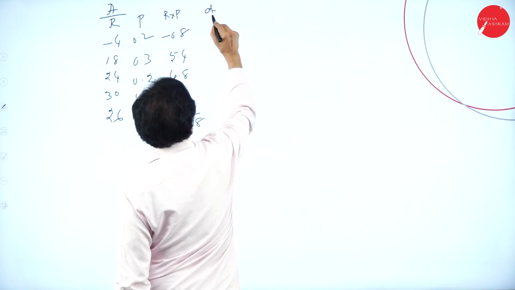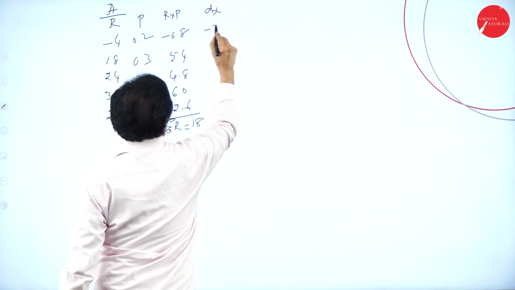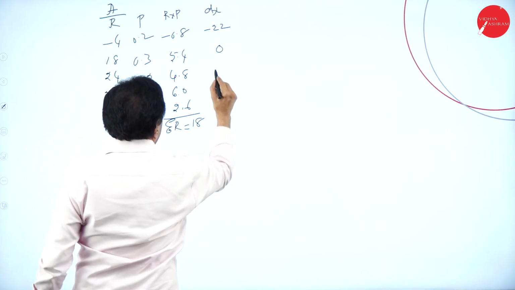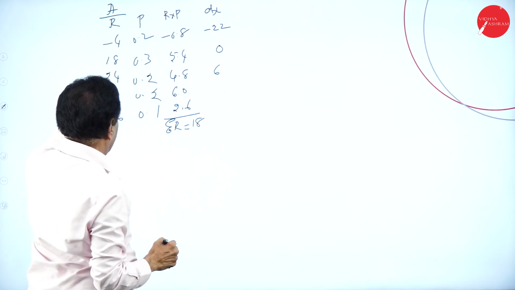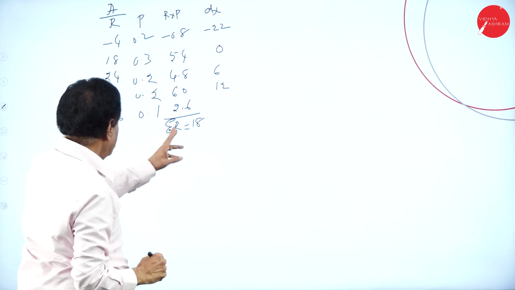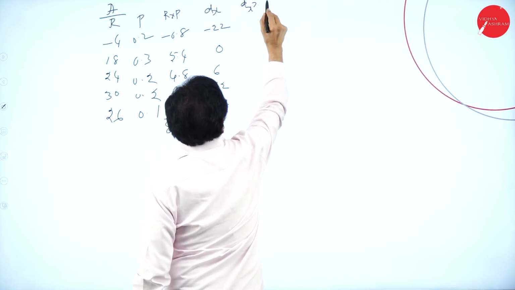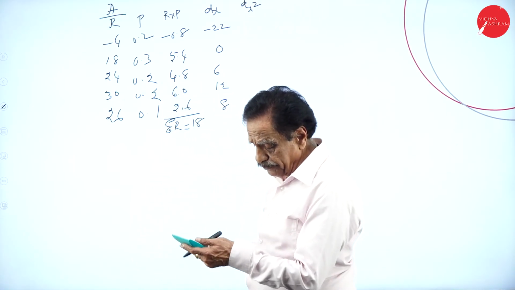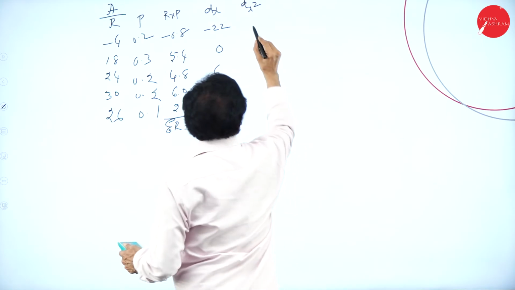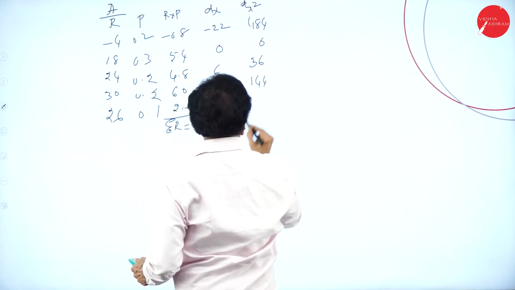So dx, deviation of x: -4 minus 18 is -22. 18 minus 18 is 0. 24 minus 18 is 6. 30 minus 18 is 12. 26 minus 18 is 8. Dx square: 22 into 22, 484, 0, 36, 144, 64.